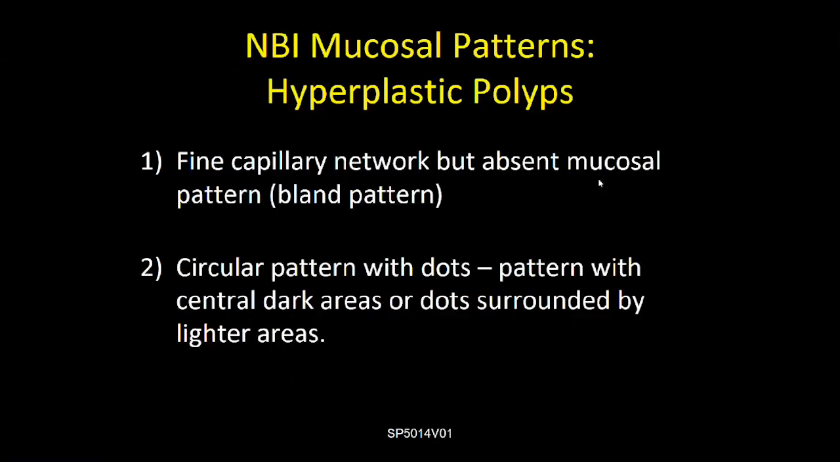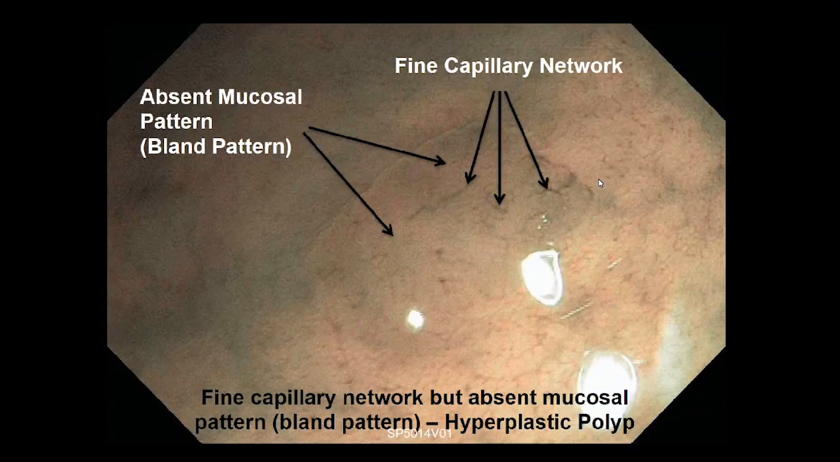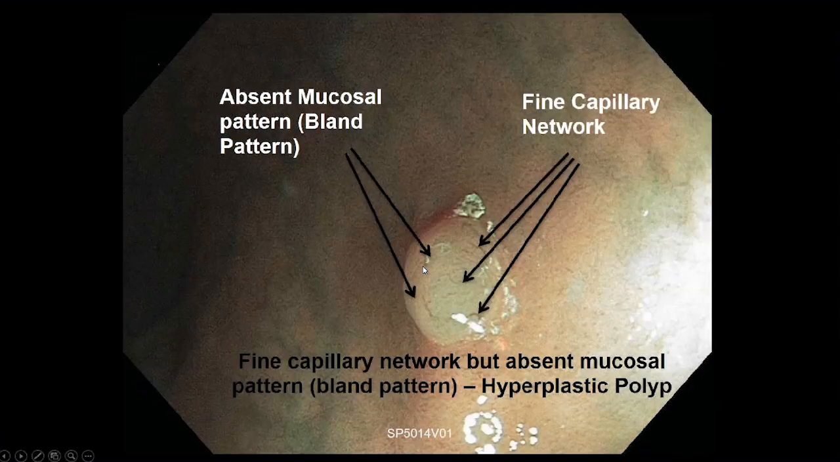Now, there are different patterns that are typical for histologically confirmed hyperplastic polyps. And here you see some fine capillaries, these little lines, but you really don't see much pattern at all. We call it a bland pattern. Here's another example of a bland pattern. You really don't see much there. And of course, the color is the same as the background.